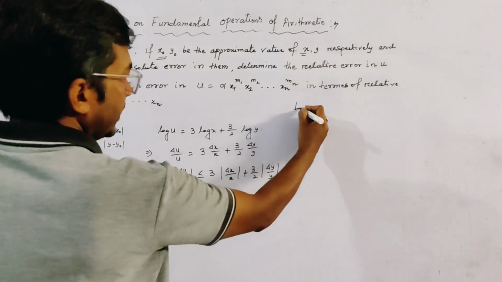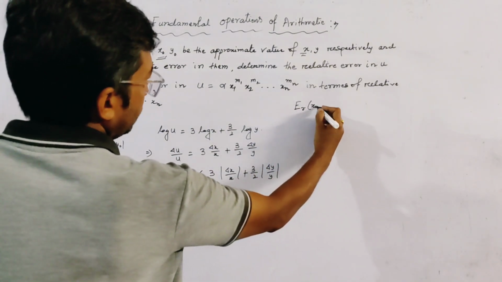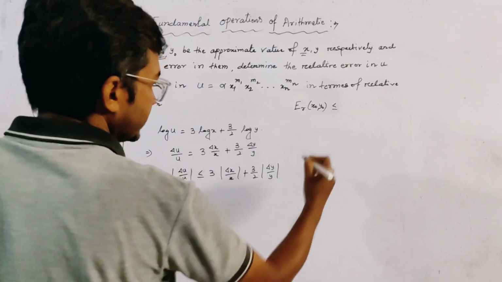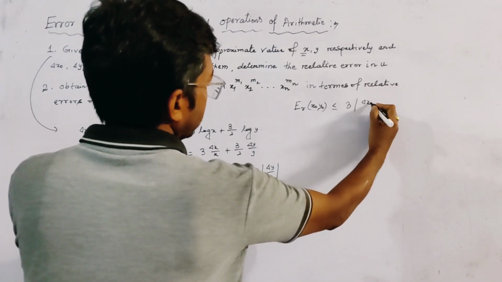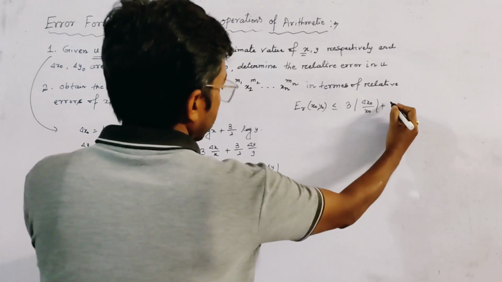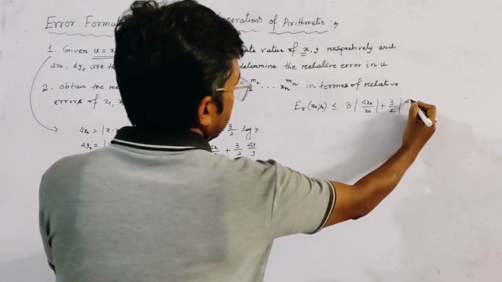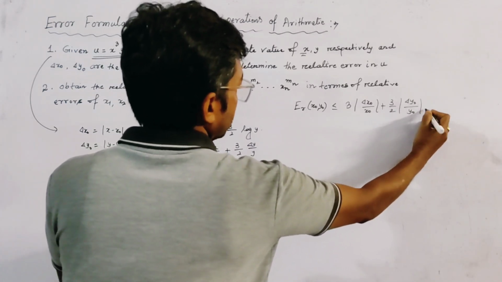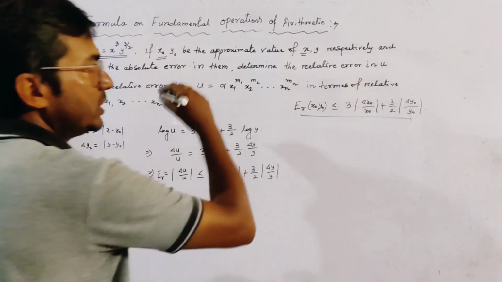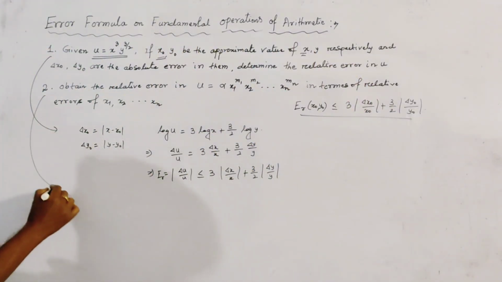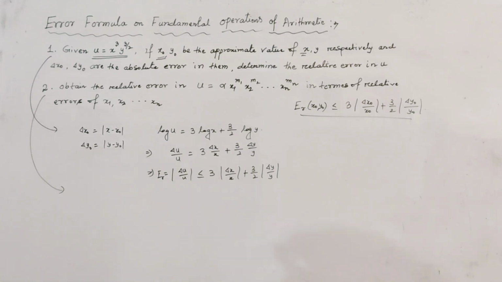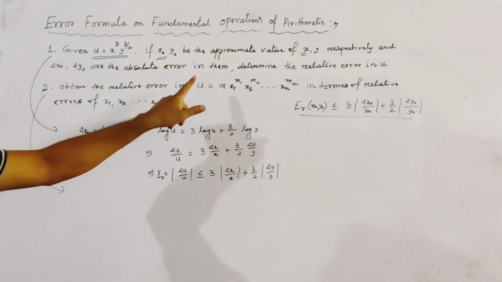So the relative error Er at the point x0, y0, its maximum value, is given by 3 delta x0 by x0 + (3/2) delta y0 by y0. This is the answer of the first problem. Now for the second problem: obtain the relative error in u.